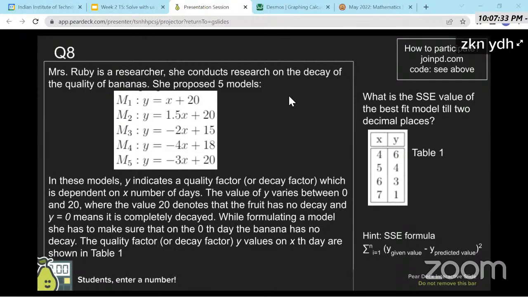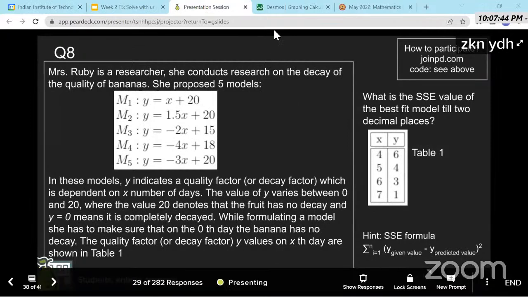Why not use M2 and M1? Because if you see the table, sir, the x value is increasing and the y value is decreasing. Yes, it's a negative slope, you're right. So we will be considering only the 3 equations, M3, M4.